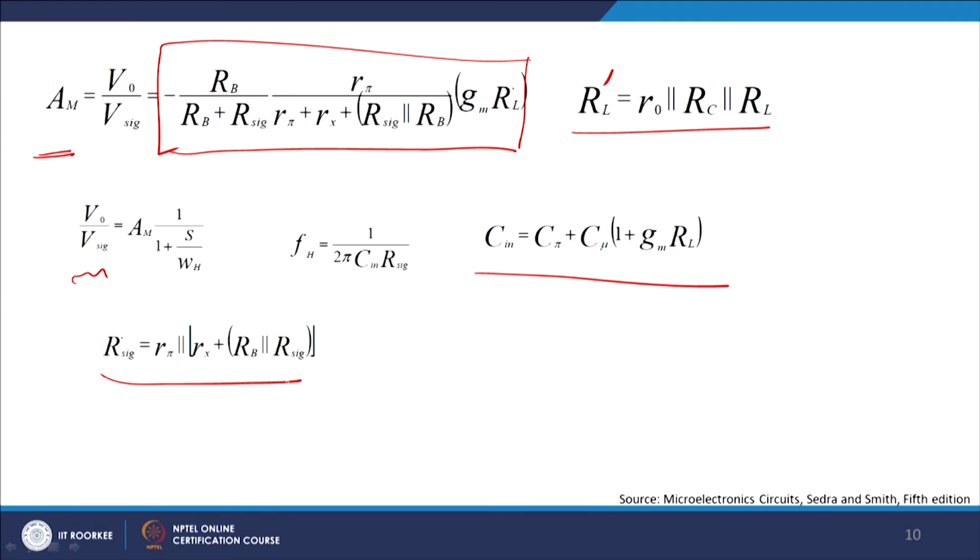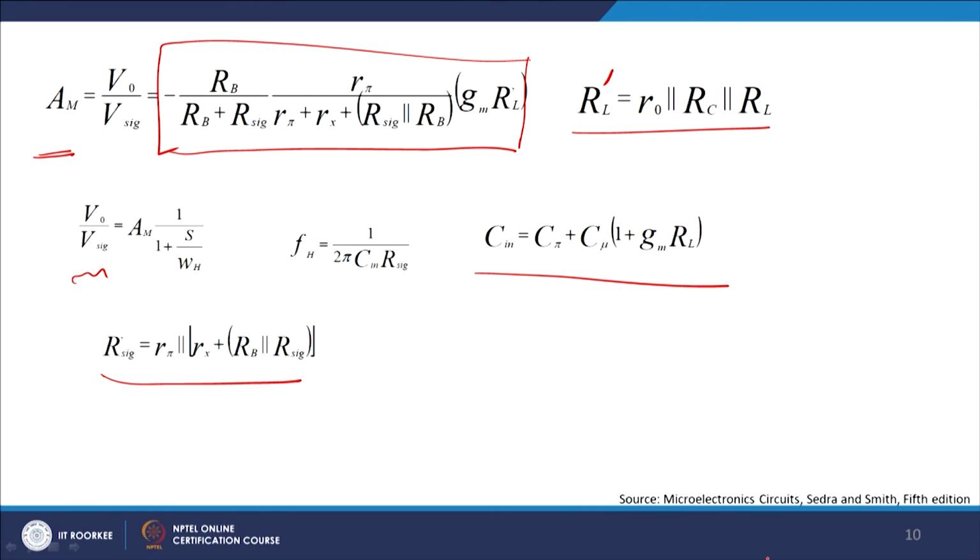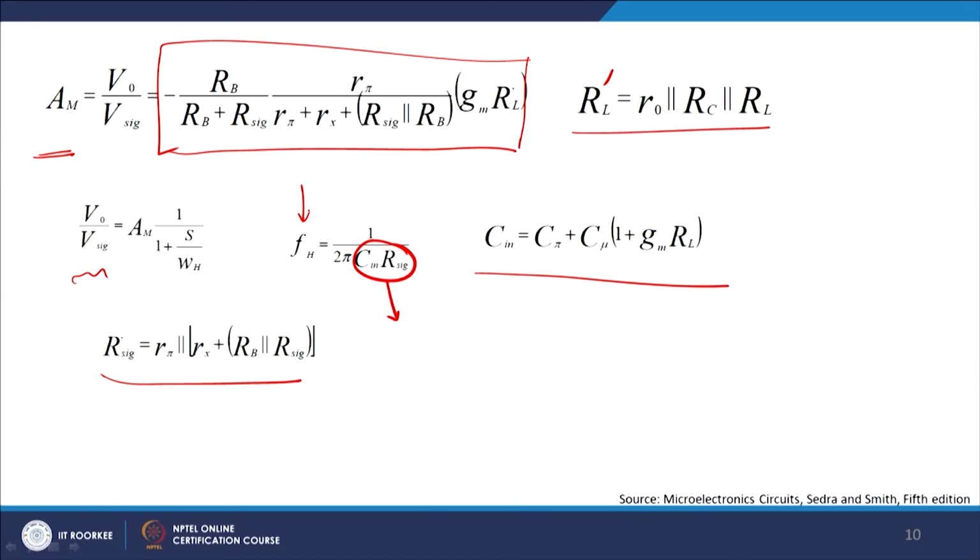I wanted to give you an idea that if you take a MOS based amplifier in a CS configuration or a BJT in a CE configuration, the behavior is almost the same, qualitatively as well as quantitatively. The primary pole, the first or major pole, comes because of C in times R sig. Because of this you will get a 3 dB frequency available to me.